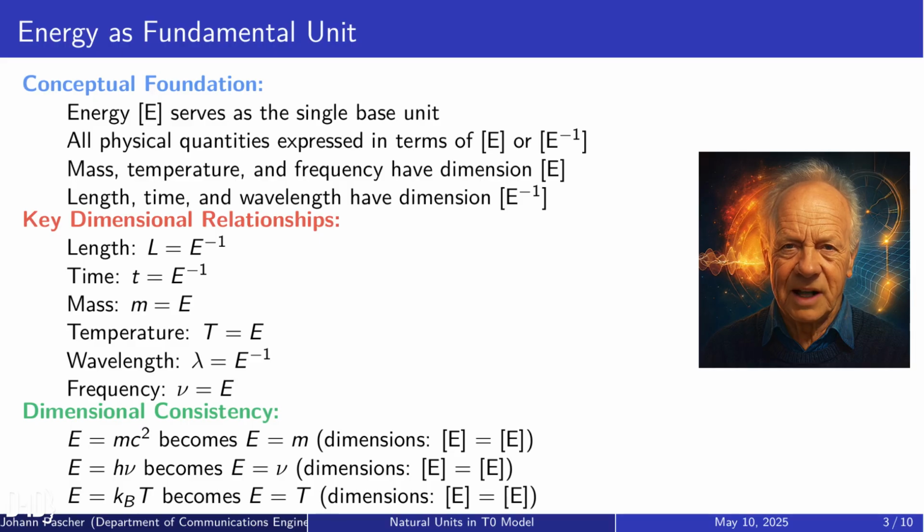The conceptual foundation of the T0 model is that energy serves as the single base unit. All physical quantities can be expressed in terms of energy or its inverse. Mass, temperature, and frequency all have the dimension of energy, while length, time, and wavelength have the dimension of inverse energy. This leads to elegant dimensional relationships.